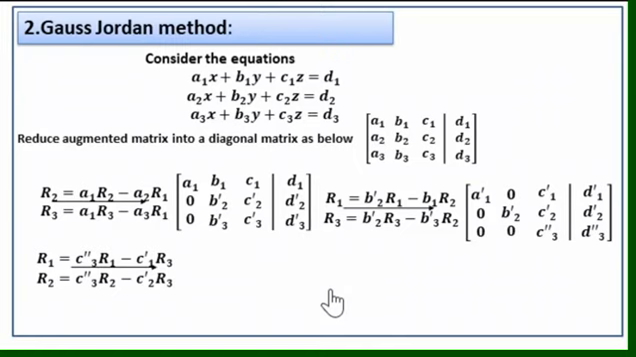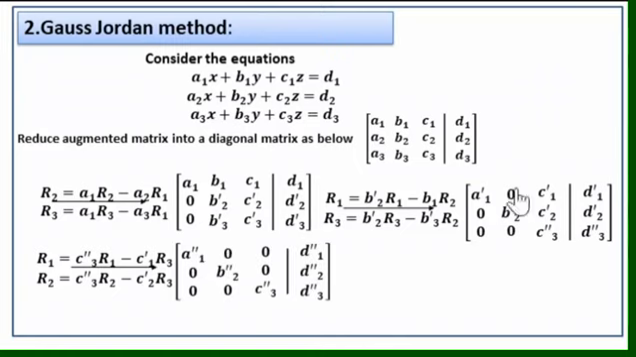The first row becomes C3 double dash into A1 dash minus C1 dash into 0, and that C3 double dash into A1 dash, we call it A1 double dash.